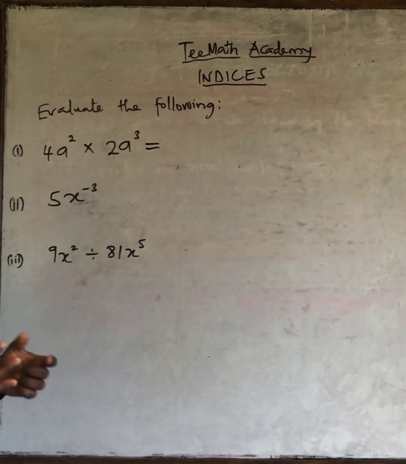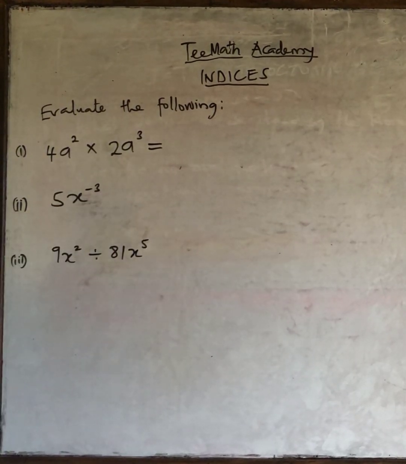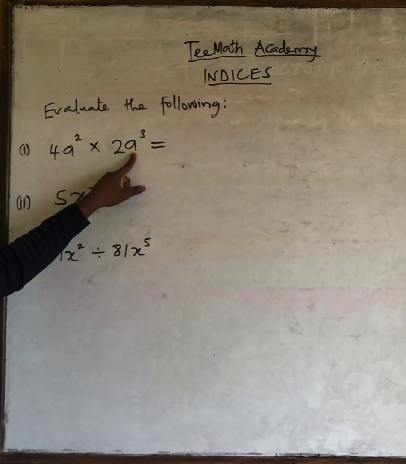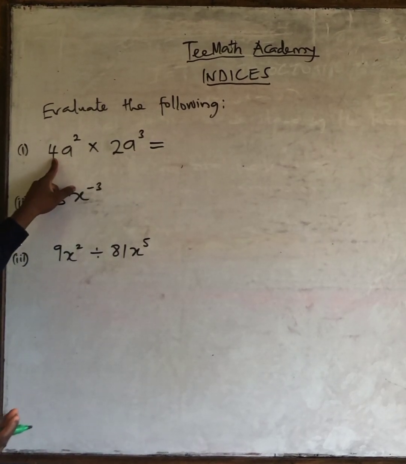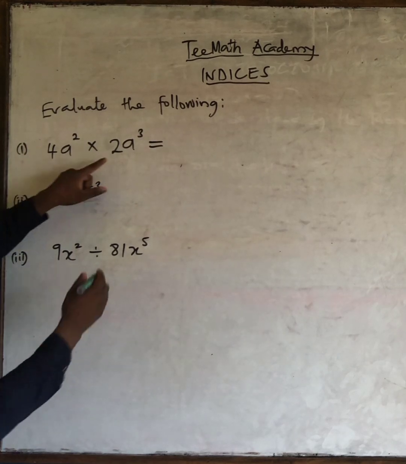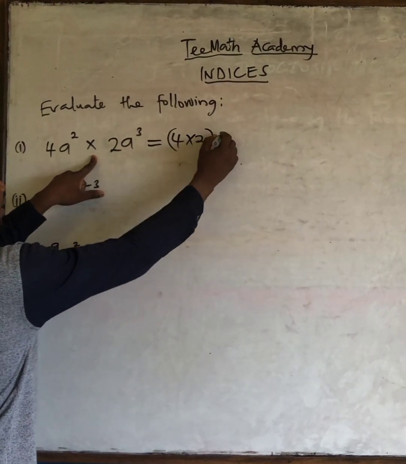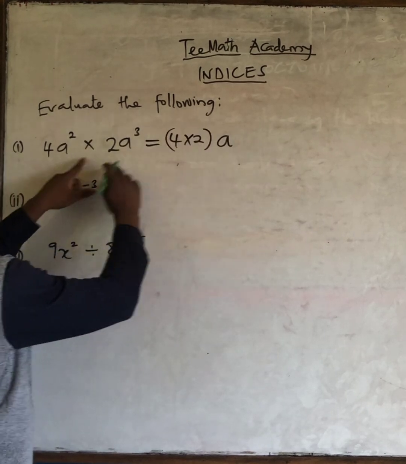Your business here should be the base. So far, the bases are the same. These are the bases, this and this, the one carrying the power. These are the coefficients. Okay, so what you need to do is to multiply this as you see it here. That will be 4 times 2. Then a, you pick one of them.